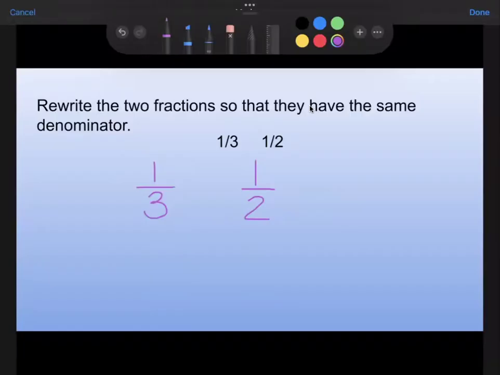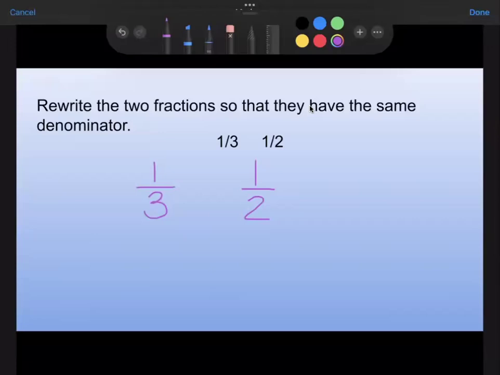Okay, here are my next two fractions. It's 1/3 and 1/2. So I need to rewrite them. I'm going to start by looking at the smaller denominator, which is 2, to see if I can multiply that by something to get 3. So 2 times what would give me 3? And the answer is it wouldn't. I'd have to do a decimal or a mixed number. And so we want to stick to just whole numbers.